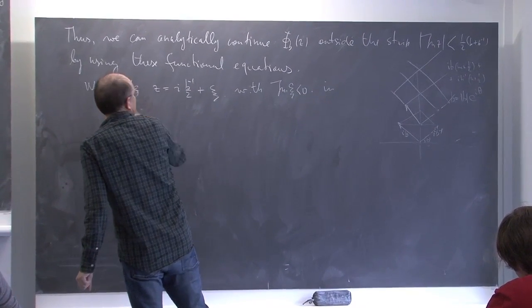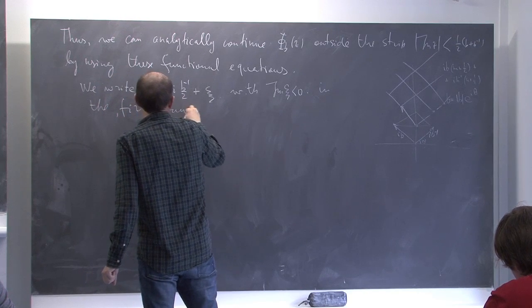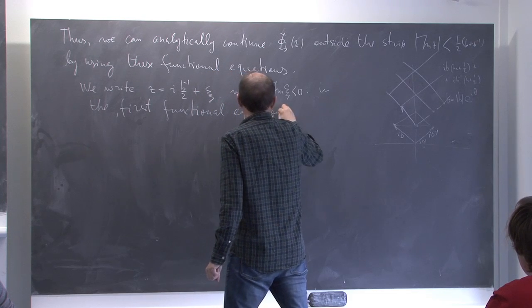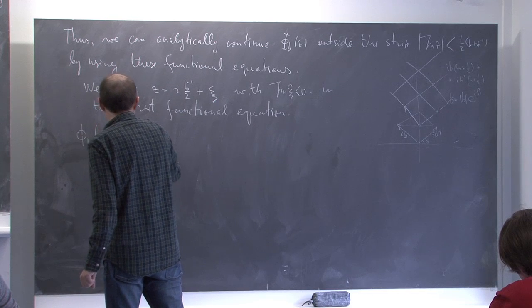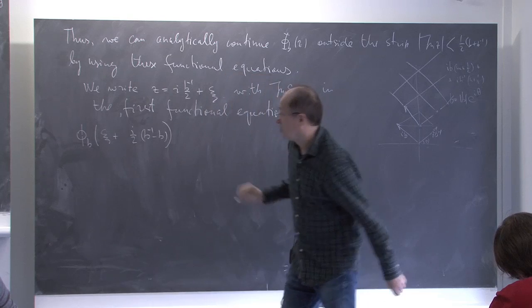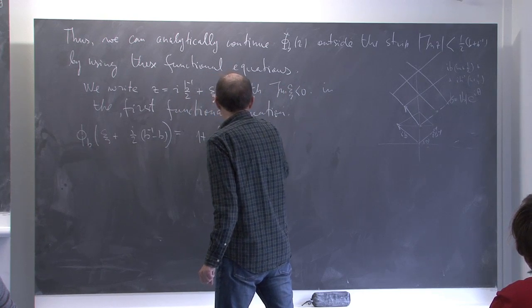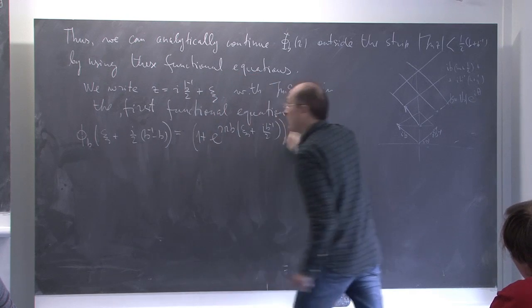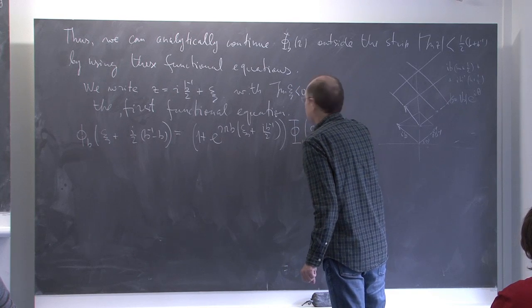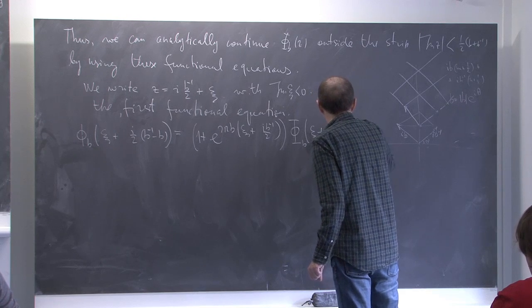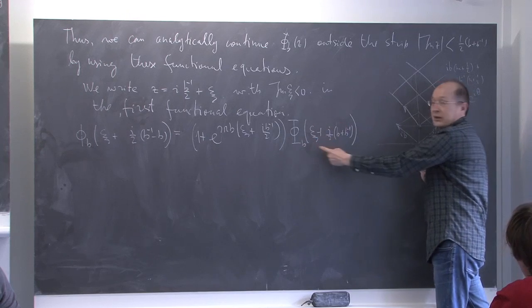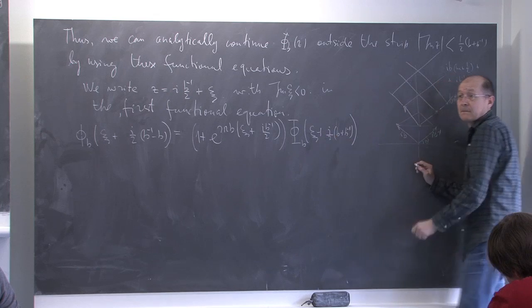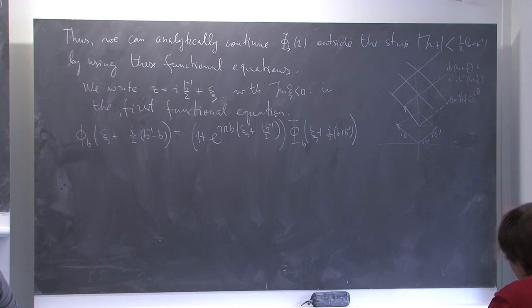right? So write in the first functional equation. So then what we get, we just replace: phi b of xi plus i over 2 times b inverse minus b equals 1 plus e to the 2 pi b xi plus i b inverse over 2, times phi b of xi plus i over 2 times b plus b inverse. So looking at this picture, we expect that this function will develop a pole at xi equals 0. And the functional equation exactly allows us to make this conclusion.